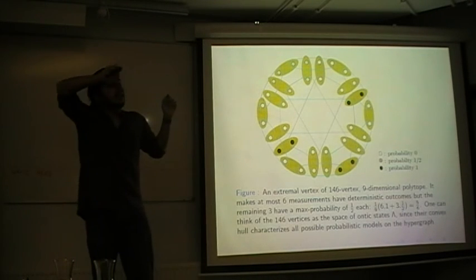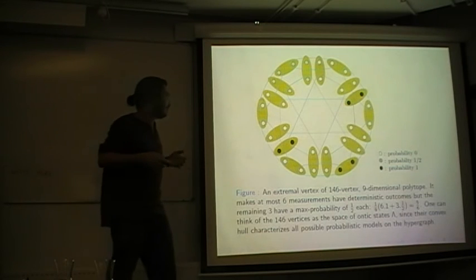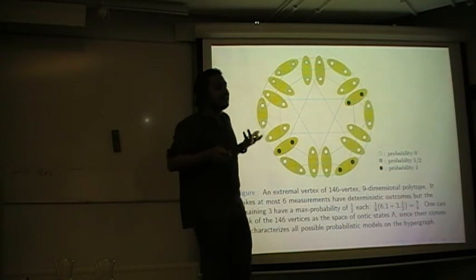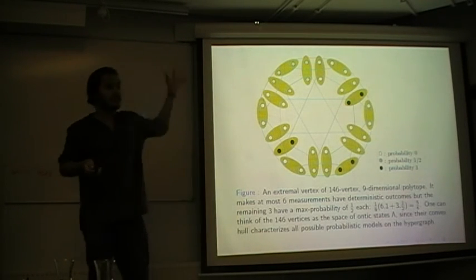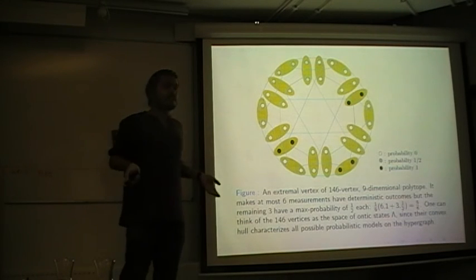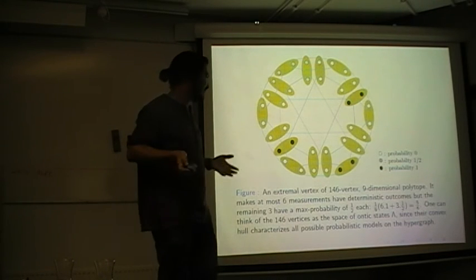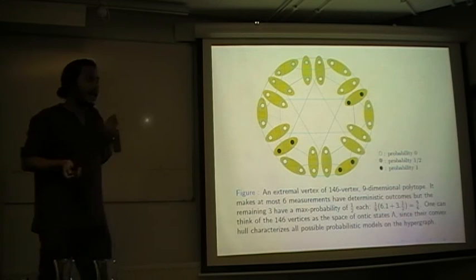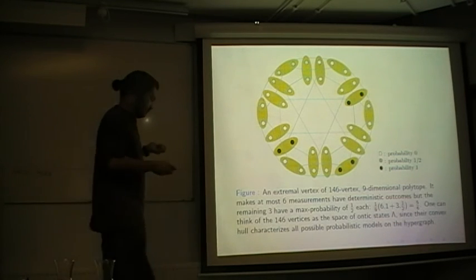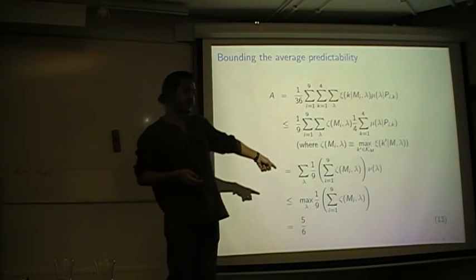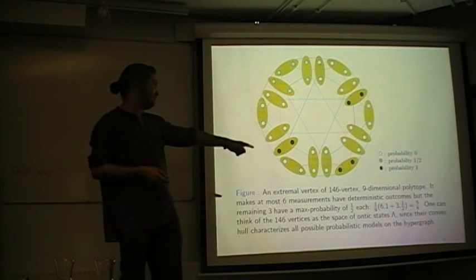If you look at the original Edinburgh hypergraph, you can consistently assign probabilities to that thing, and it has a certain number of extremal points. If you characterize that polytope, it has like 146 vertices. It's in 9 dimensions, and the particular vertex that maximizes this quantity is the one that achieves 5/6.